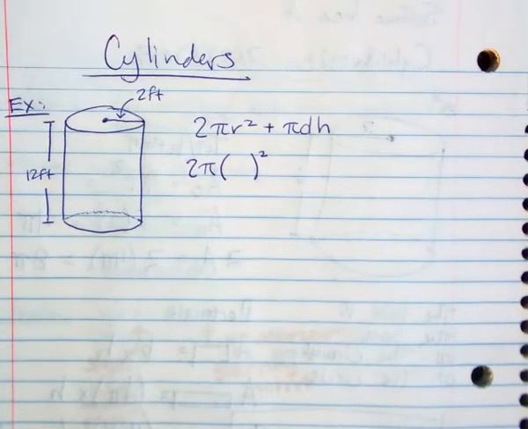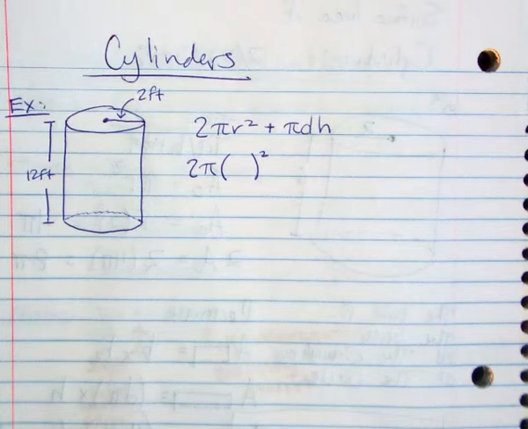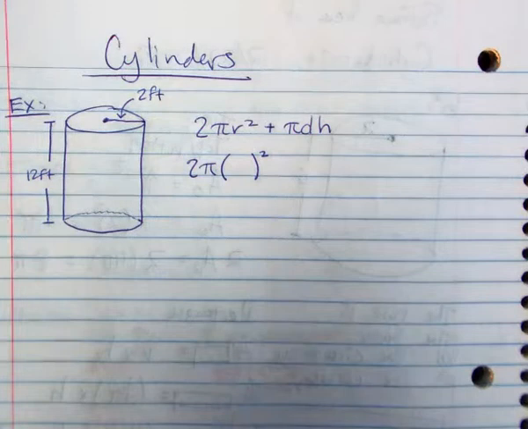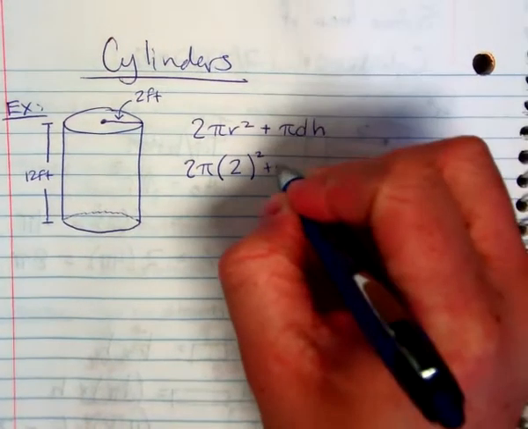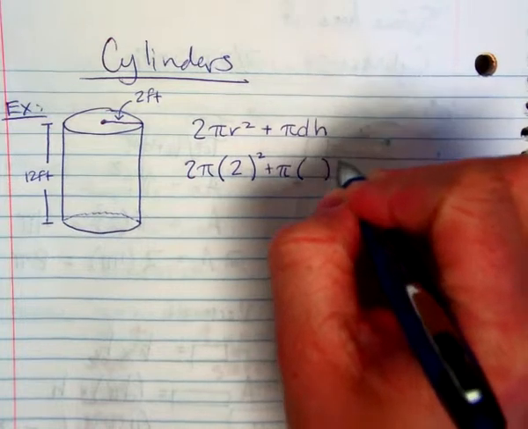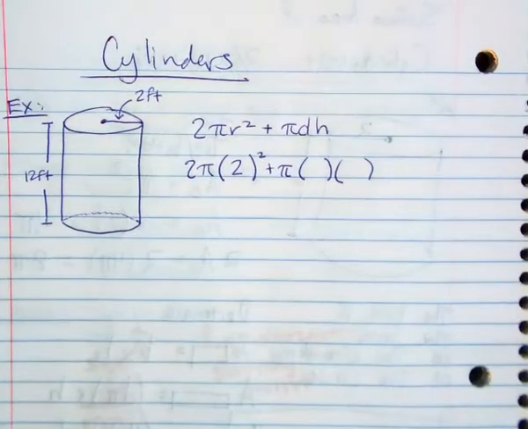Can someone raise your hand and tell me in this diagram, what is the radius? Raise your hand and tell me what is the radius in this diagram. Robert? 2. It's right there. They gave it to us. So I'm going to plug in a 2 there. Keep pi how it is. I need a diameter and I need a height.